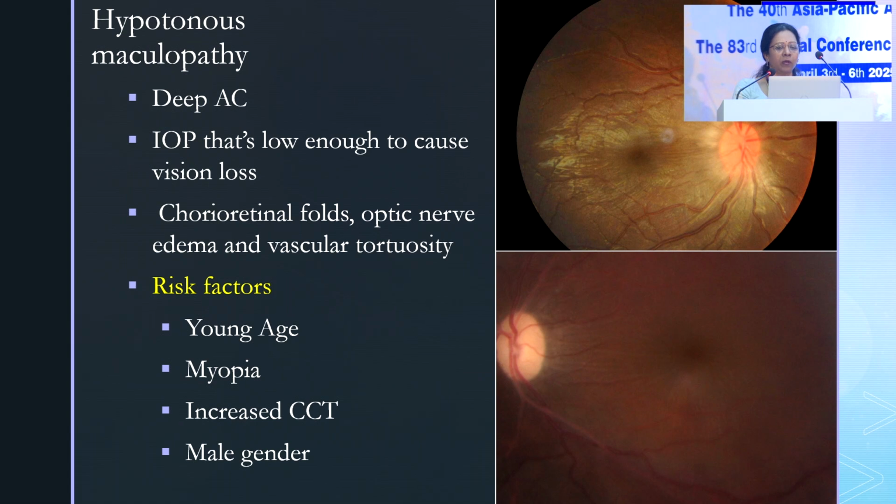The clinical picture of hypotony maculopathy is like this: deep AC, IOP that is low enough to cause the vision loss, and on fundus you see the chorioretinal folds, optic nerve edema, and vascular tortuosity. The risk factors are young age, myopia, increased CCT, and male gender.